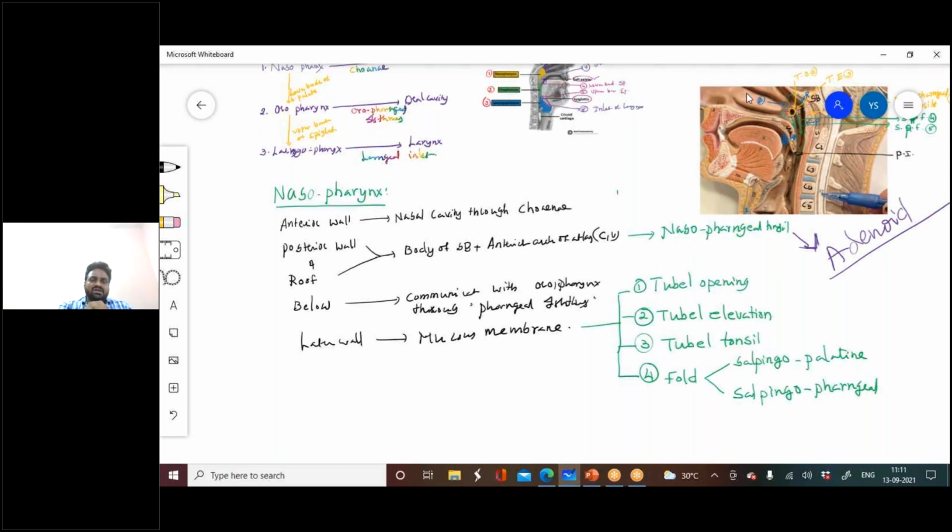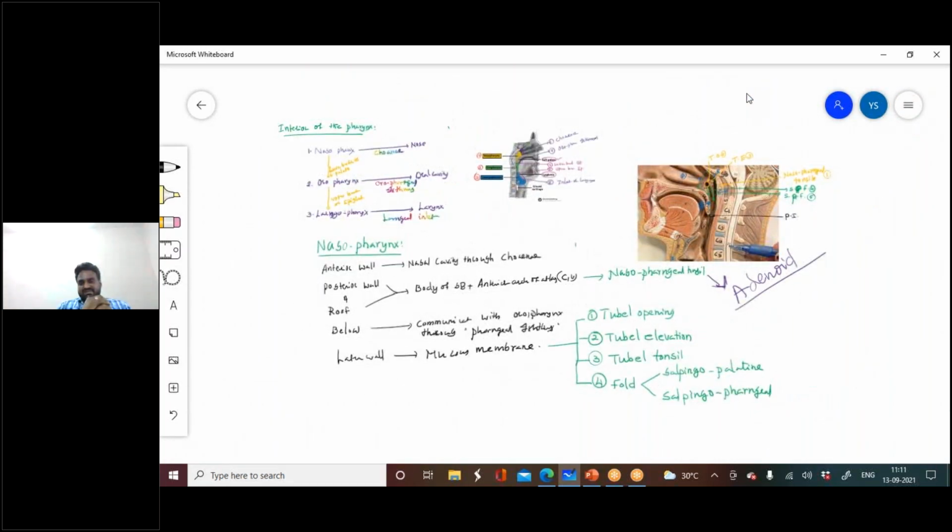So this is about the interior of the pharynx. Mainly, the nasopharynx is a 5 marks question. Okay, nasopharynx.